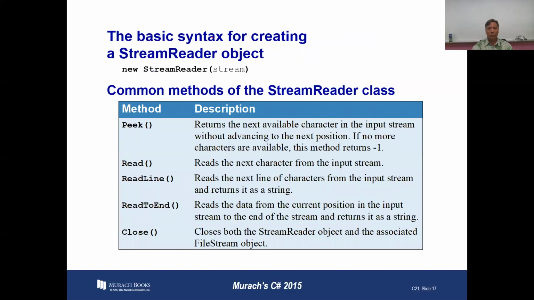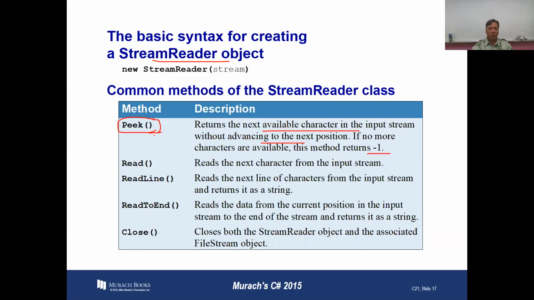And so for StreamReader, you've got a couple more things here. You can actually look at the top, or look at what's coming, without actually taking it. Based on what's coming, you can decide what you want to do. So peek just returns the next available character in the input stream without advancing to the next position. And if no more characters are available, then it returns -1.